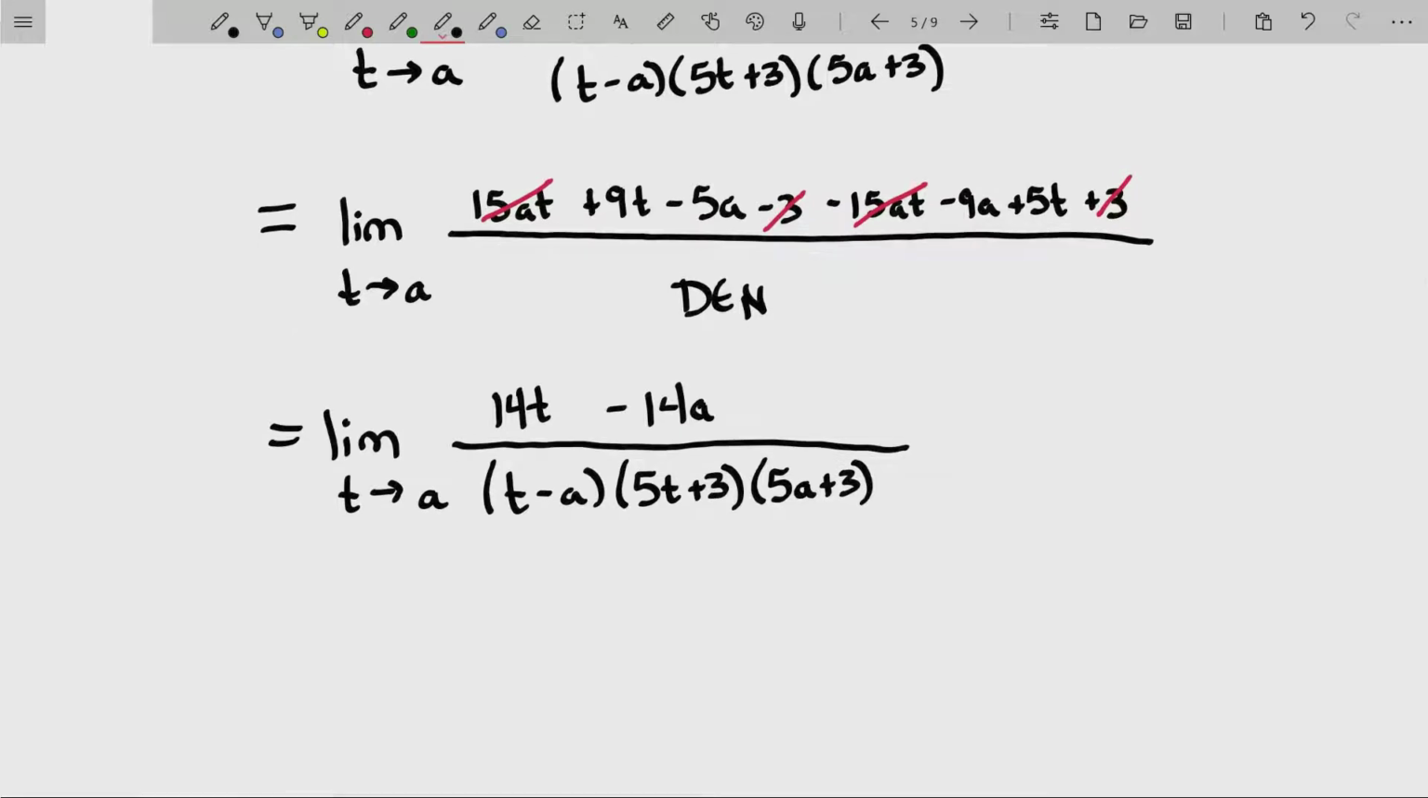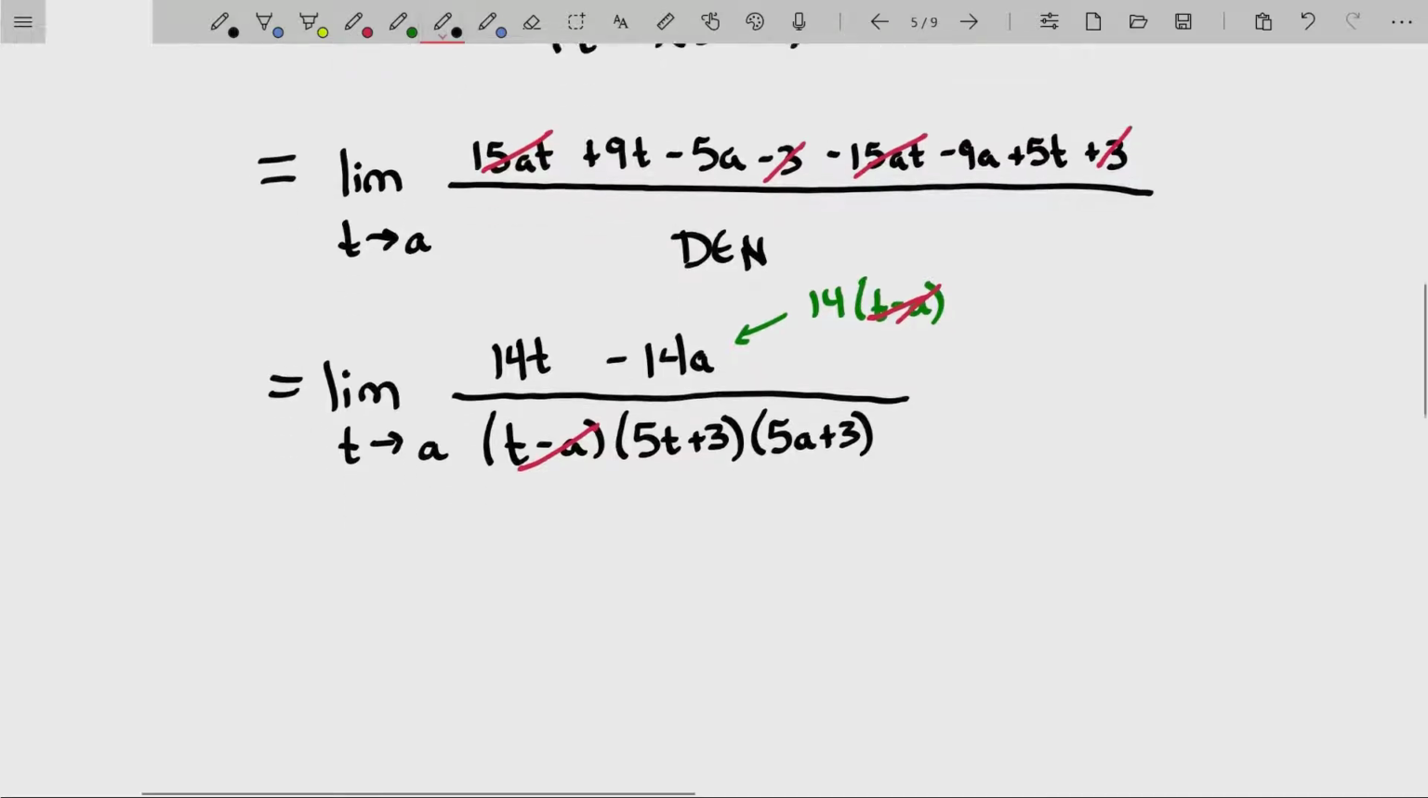I'm pretty okay with students just noting off to the side that this is 14 times t minus a, so they don't have to rewrite the whole silly fraction, because then they could see, oh, the t minus a cancels. And that's awesome because now I can use direct substitution. It won't cause division by 0.